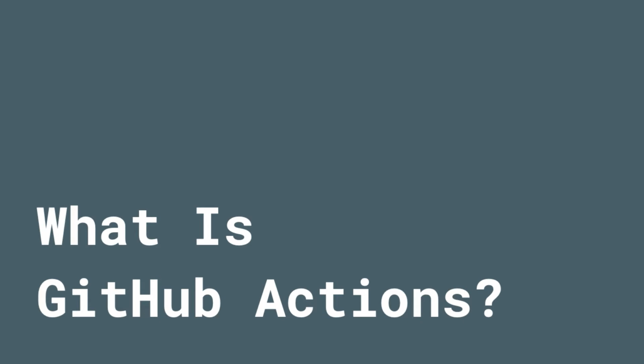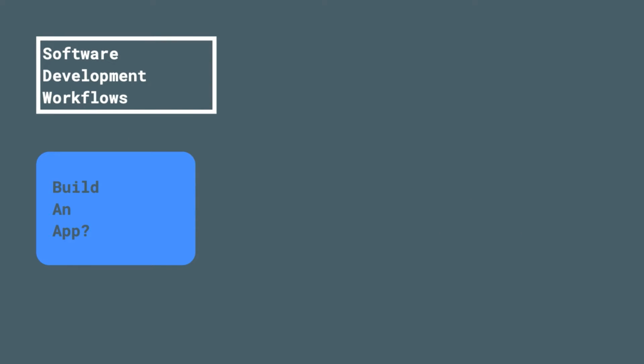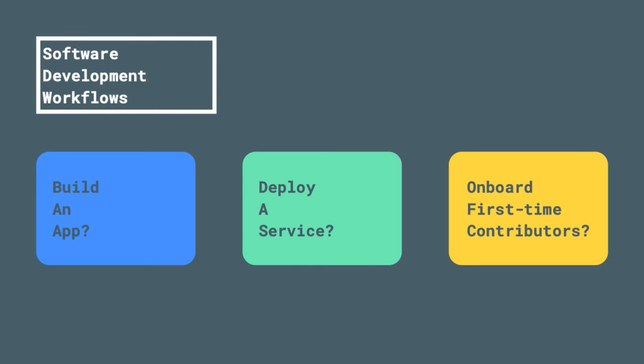Now, just what is GitHub Actions? And how does it make our lives as Android developers just a little bit easier? GitHub Actions is a framework for building custom workflows for software development processes. Want to build an app? Maybe you want to deploy a web service, or maybe you want to onboard first-time contributors to your open source repository. You can do all of these things and more using GitHub Actions.